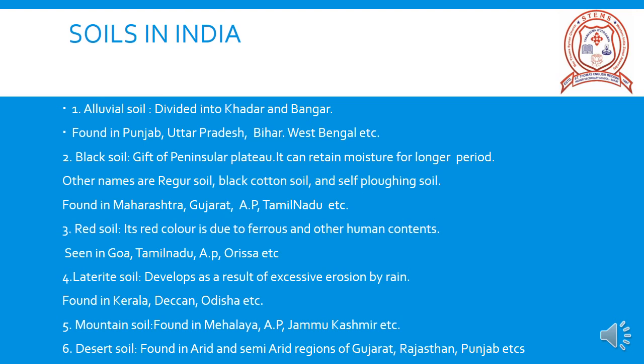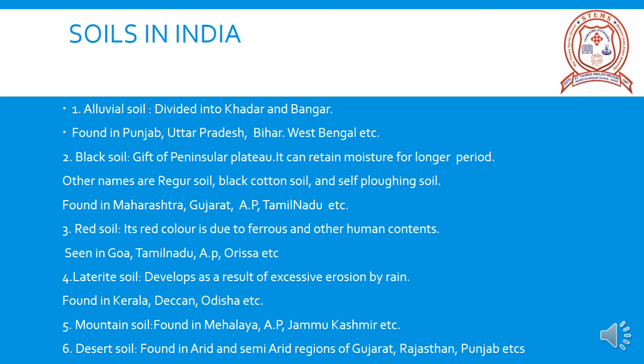Fourth one is laterite soil. Laterite soil develops as a result of excessive erosion by rain. Due to heavy rain, the humus contents from the top soil go into the lower strata, that is called leaching. So this soil contains less humus and it is less fertile. It's found in Kerala, Deccan, Orissa, etc.